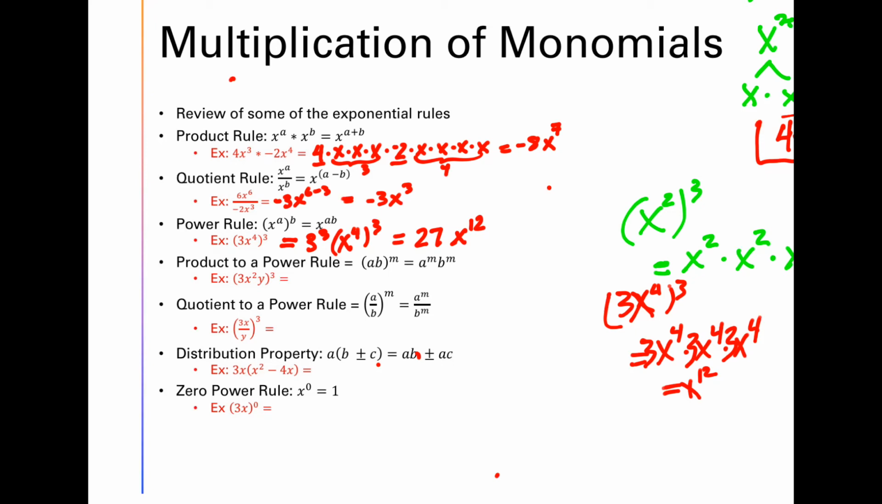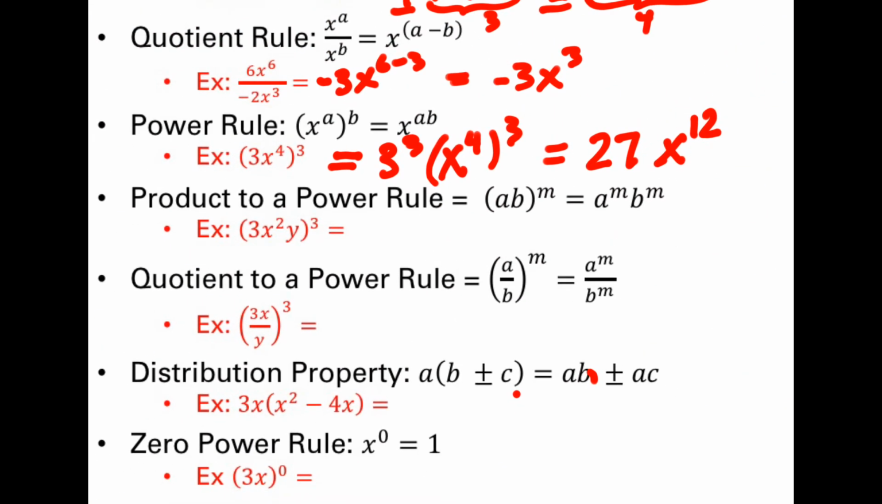Okay, so in this one down here, I've got 3 to the third again. I've got x squared to the third, so that's going to be x to the 2 times 3, so x to the sixth, and then it's y to the third. So 27, x to the sixth, y to the third would be my final answer there.